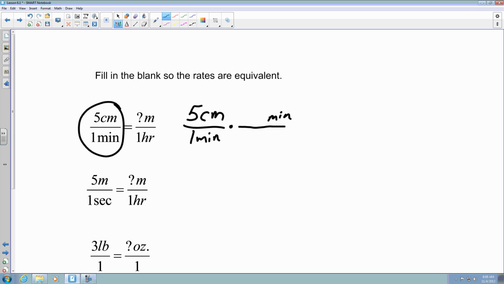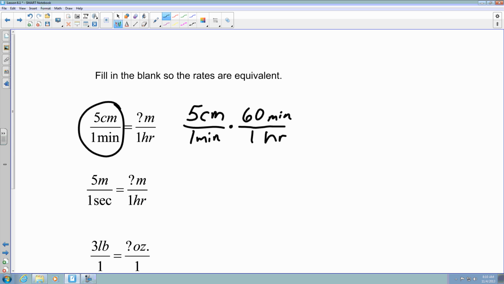and I can convert minutes to hours by saying that 1 hour is equivalent to 60 minutes. Now the reason why I can write that is because technically this 60 minutes divided by 1 hour gives me a value of 1. So this is just a way of being able to convert my expressions with different unit rates.